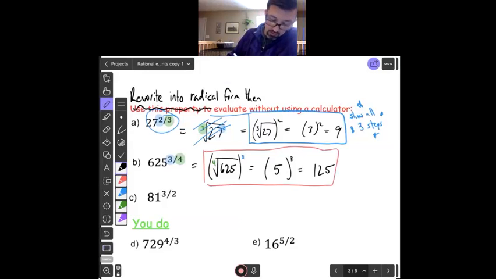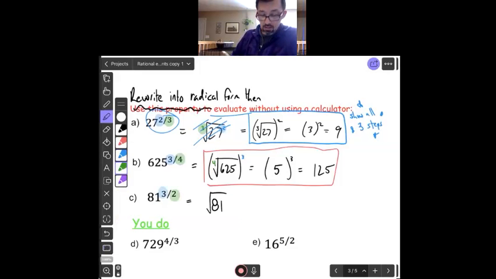Last one to do with you, then I'll have you guys do 2 on your own. So the 81 to the 3 halves. So 81, and then I need a radical. Always starting there. Then I need to figure out where's my 2 going, where's my 3 going. The 2 is the index. I'm not going to write a 2 there. I can write a 2 there, but I'm not going to do that. And then the 3 is my power.